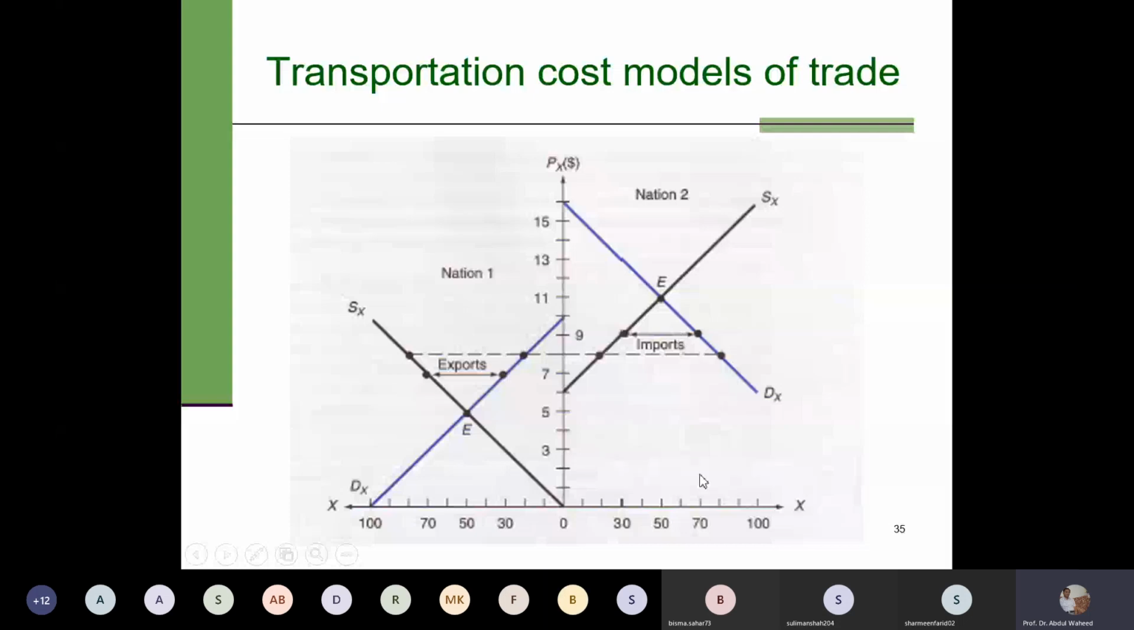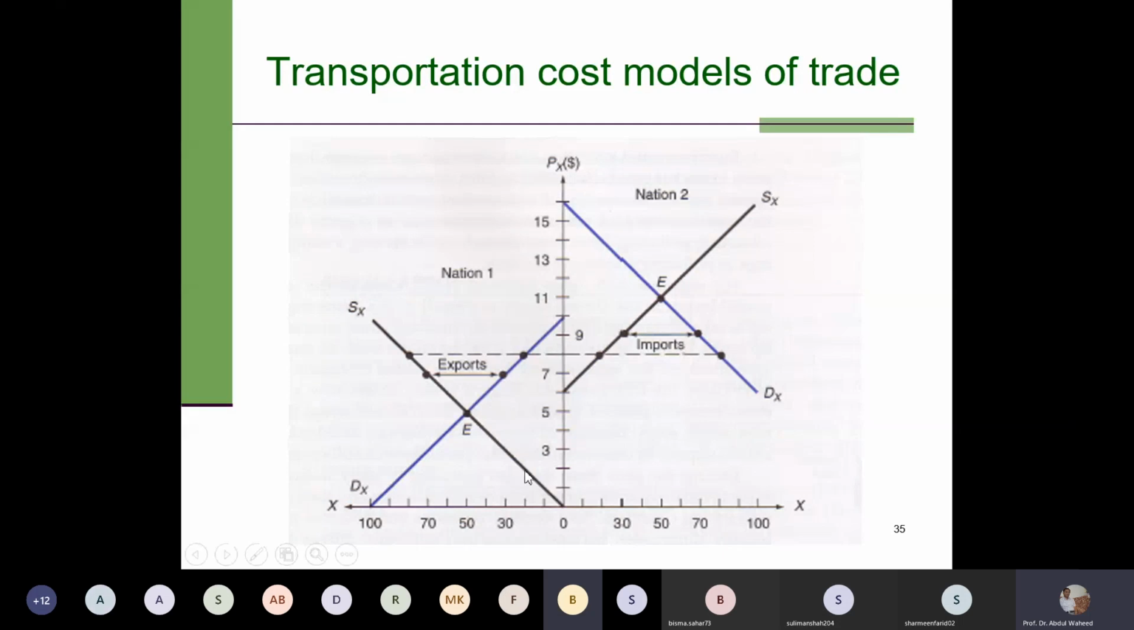Now my question is, if there is no transportation cost, then what will happen to the volume of trade? Will the volume of trade increase, decrease, or remain the same? It will increase.